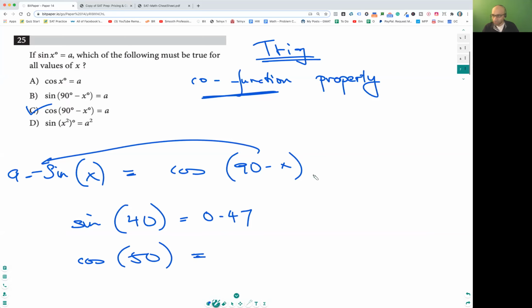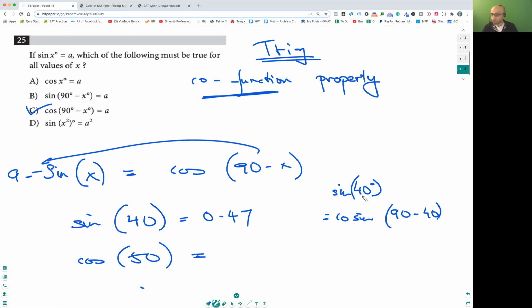Cosine of 50, it's going to be the same thing, right? Right, exactly right, Joel, Lad, Rosie. Yes, because what I told you right now, sine of 40 degrees is going to be equal to the cosine of 90 minus 40, and that's cosine of 50.